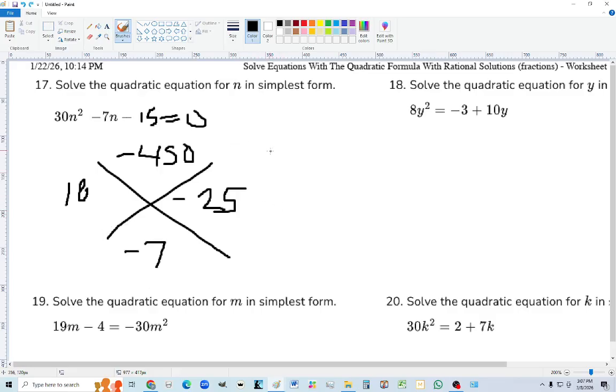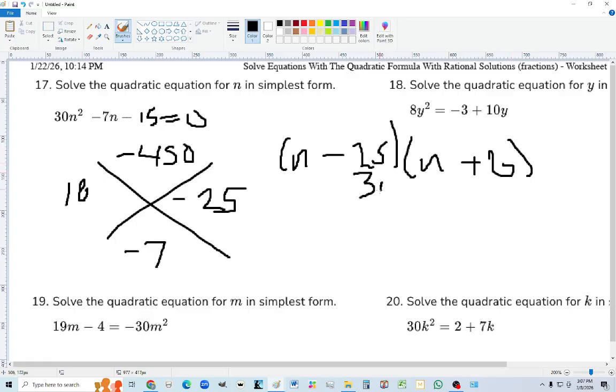Slip and slide method, n minus 25, n plus 18. Take the number in front, which is 30. These are both divisible by 5. That becomes 5. And this becomes 6, and the 6 slides in front. So we get 6n minus 5.